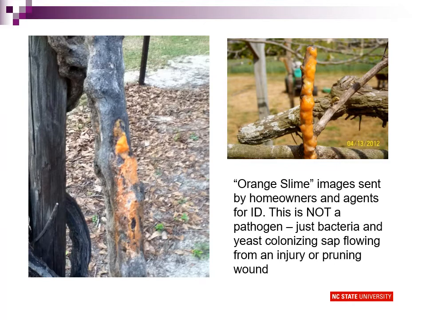So in the picture on the left, you see a trunk that is split and leaking sap, and what you're seeing are bacteria and yeast that colonize that sap flow from the injury. On the right, you see the same sort of thing at a pruning wound. So this is not a sign of a pathogen, but just a sign that that vine has been injured. Now, down the road, this vine might become colonized by Botryosphaeria or other fungi and eventually be killed.